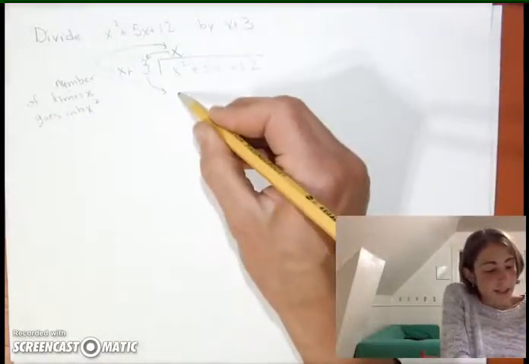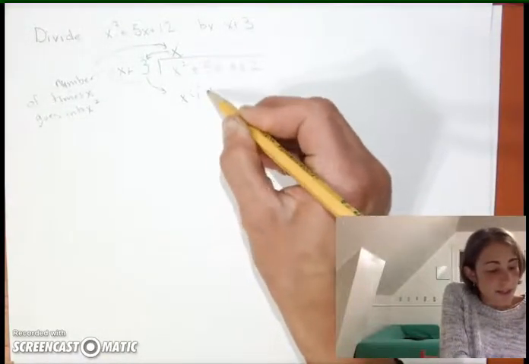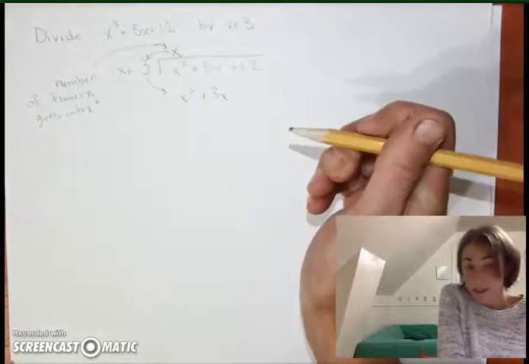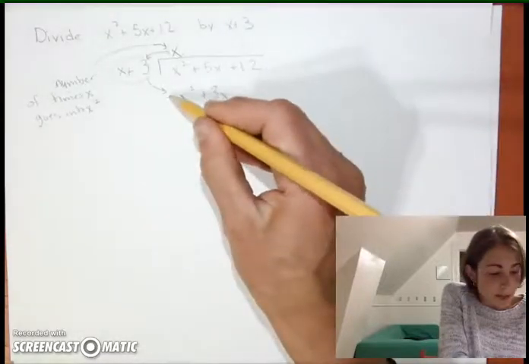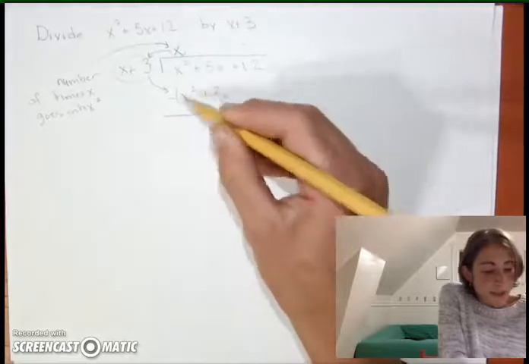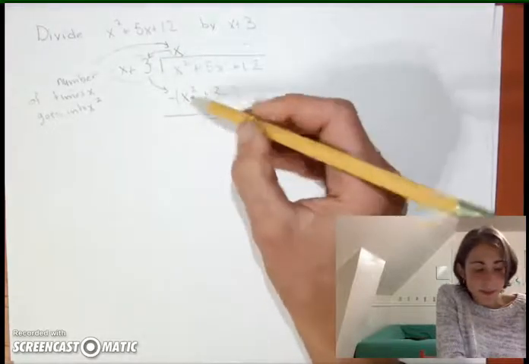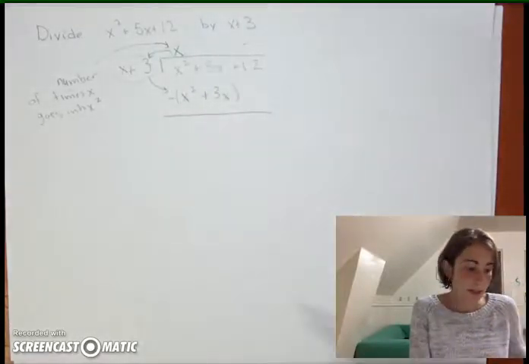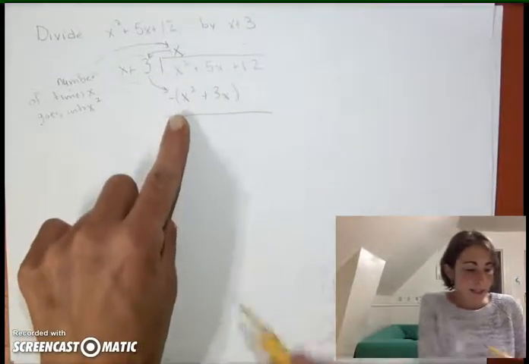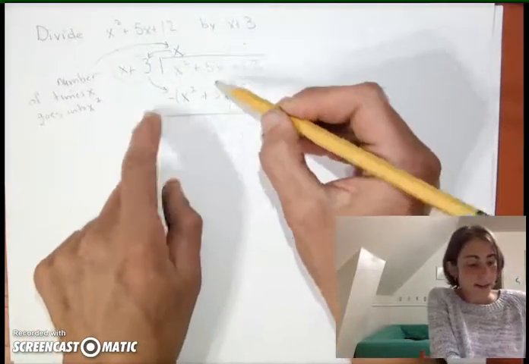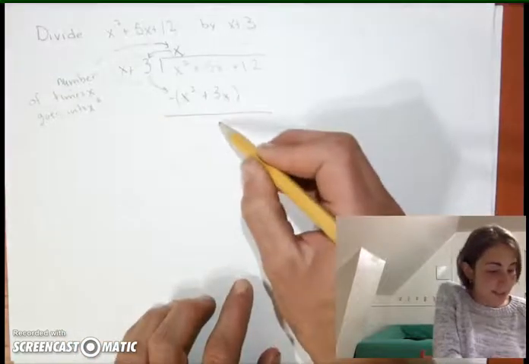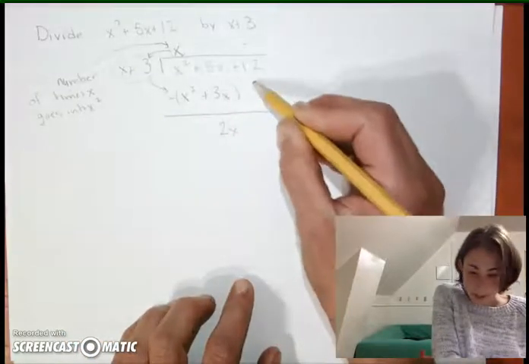X times x is x squared, x times 3 is 3x. And just like long division of real numbers, I subtract this away. So it's really important to put this in parentheses so you remember to subtract both terms. X squared minus x squared is 0. 5x minus 3x is 2x. And I bring down the 12.